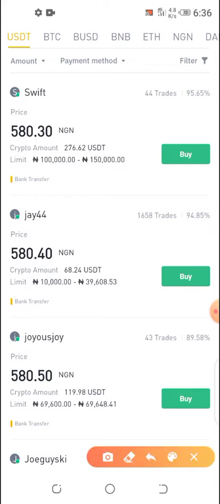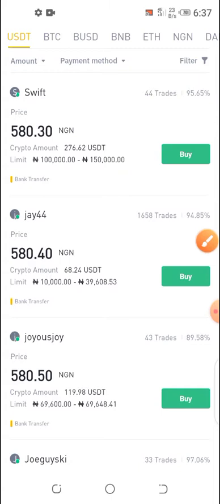For example, looking at this first one, it is selling at 583 naira per USDT, and this is the quantity it has. For you to buy from this person, it means what you want to buy, the value must be within 100,000 naira and 150,000. So if what you want to buy is less than 100,000, for example, that means you cannot work with this guy. You just go through to the next.